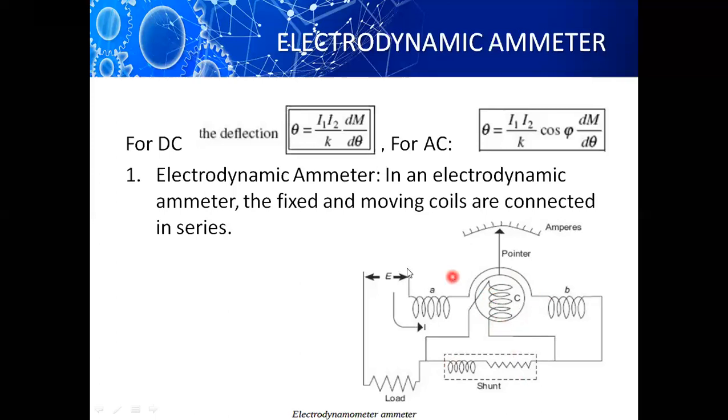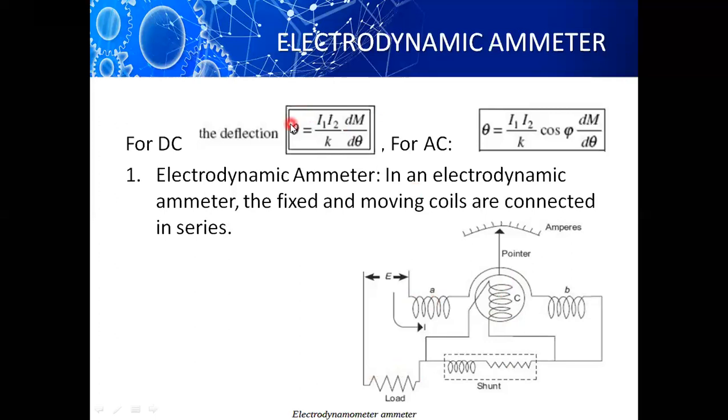Hence we can say that the fixed coil and the moving coil are connected in series with the help of a shunt. The shunt simply limits the current through the moving coil, and hence we have connected it to the load. So for this meter, if we check the deflection formula, TD is equal to I1 I2 dM by d theta, which we have discussed.